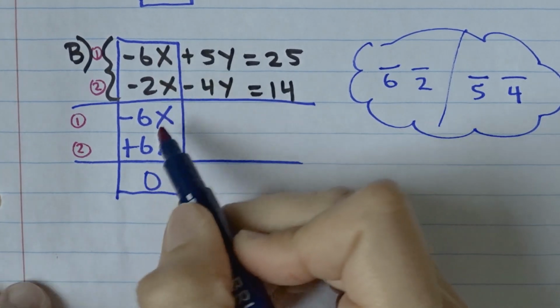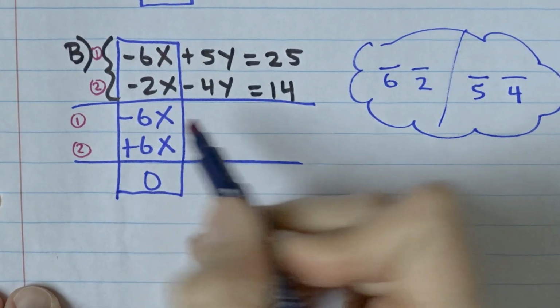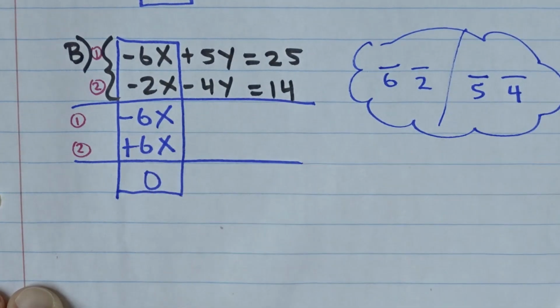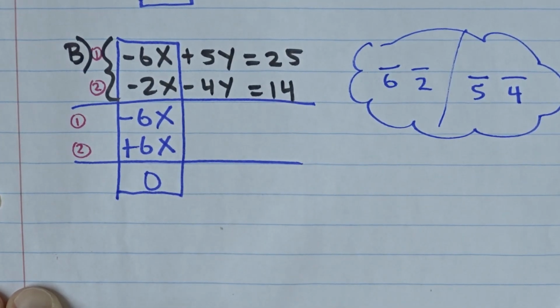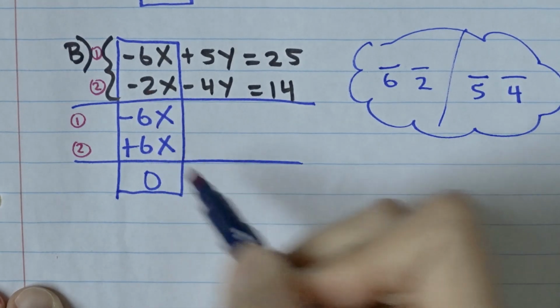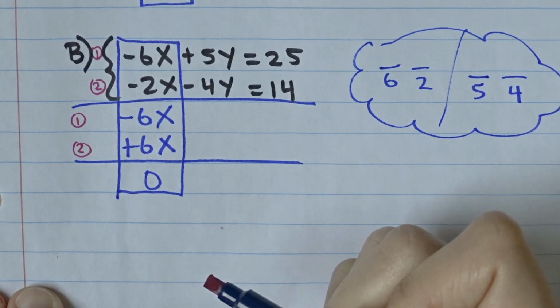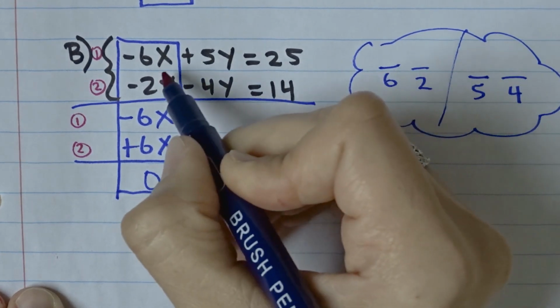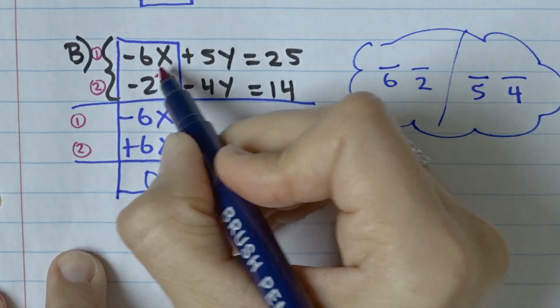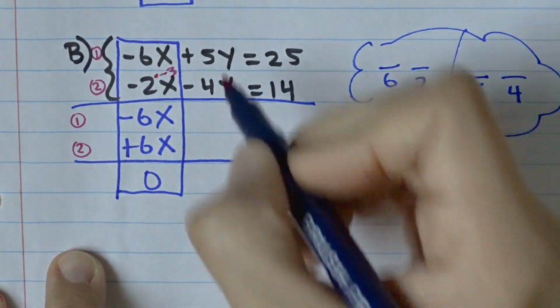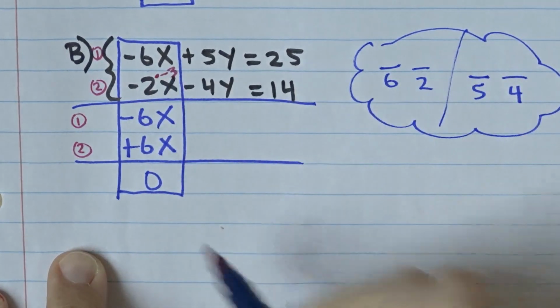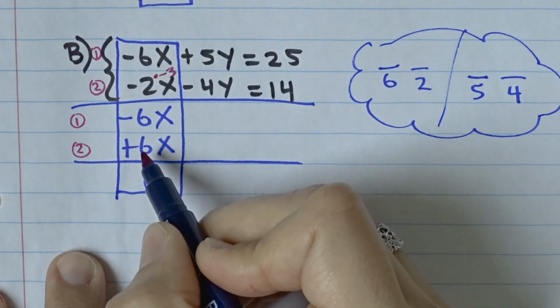This negative 6x is already here in the first equation, so that one's good. But this negative 2 needs to become a positive 6x. What happens to negative 2 that makes it into a positive 6? And that is to multiply it by a negative 3. Negative 2 times negative 3 gives me a positive 6.